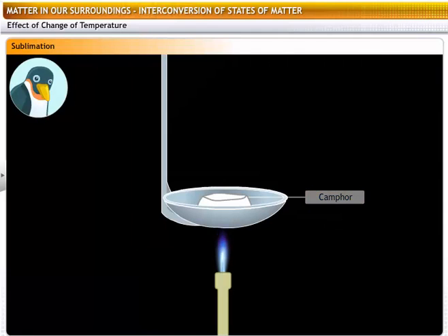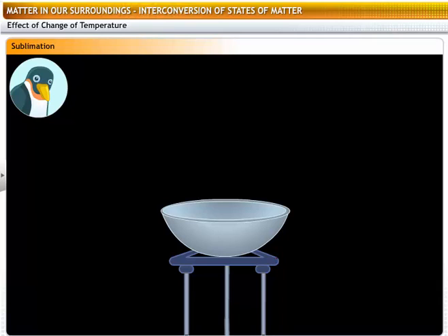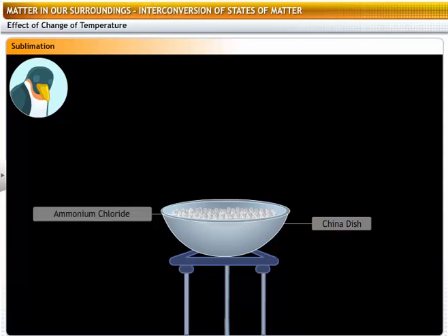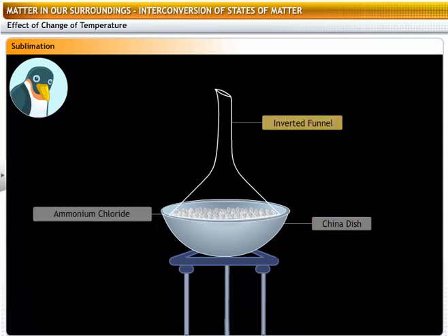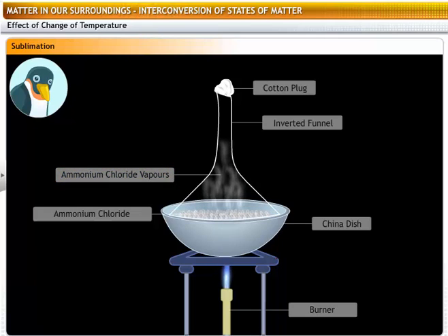Sometimes, a solid directly converts into a gas while heating, without changing into liquid. Let's do an experiment. Take a few ammonium chloride crystals in a china dish. Cover the china dish with an inverted funnel. Then, plug the open end of the funnel with cotton. Slowly heat the ammonium chloride crystals in the china dish. Observe that the solid crystals of ammonium chloride directly change into vapor without changing into liquid. Now stop heating.